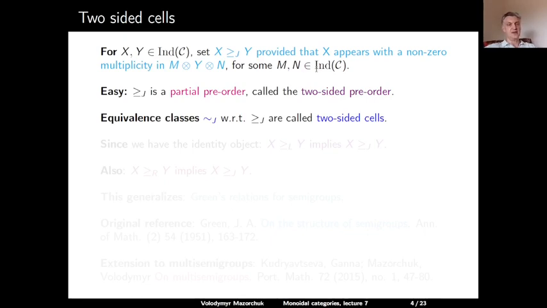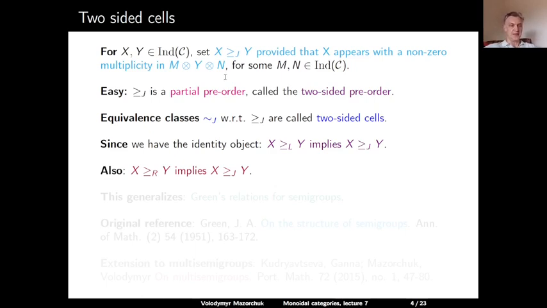Since we have the identity object in C, if X is left greater than or equal to Y, then X is two-sided greater than or equal to Y, because we can take N to be the identity object in the definition of the two-sided order. And similarly, right-related objects are also two-sided related.